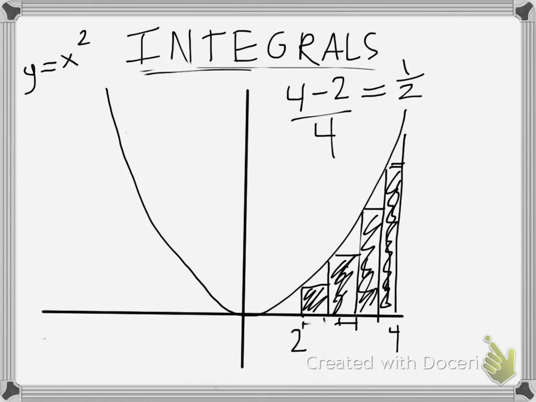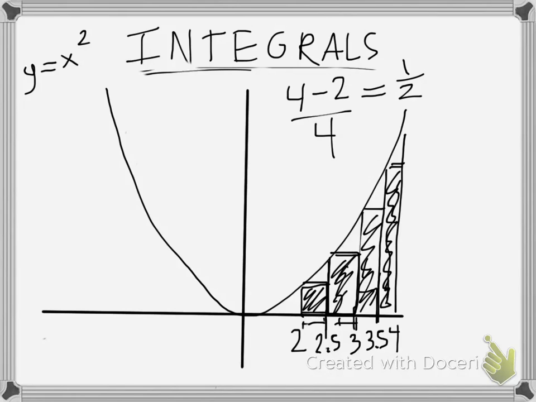So that means we can fill in what these lines are. This one would be 2.5 because delta x is 1/2, so it would be 2 plus 1/2. This one would be 3, and this one would be 3.5, right? So 2.5 is that line, 3 is that line, 3.5 is this line. So now we know the width of these rectangles.